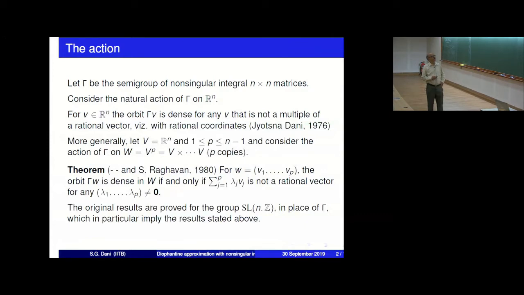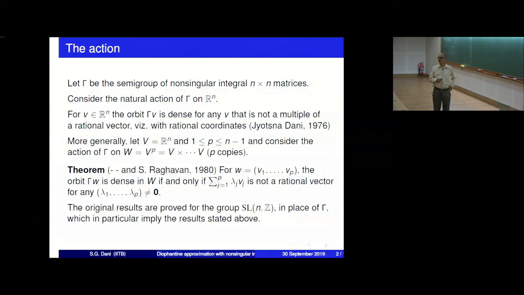Now, it's common knowledge now that if you take a vector V in R^n, the orbit of V under Gamma will be dense for any V which is not a multiple of a rational vector. If you take a rational vector, then the orbit will be discrete, and in the complementary case, the orbit is dense.